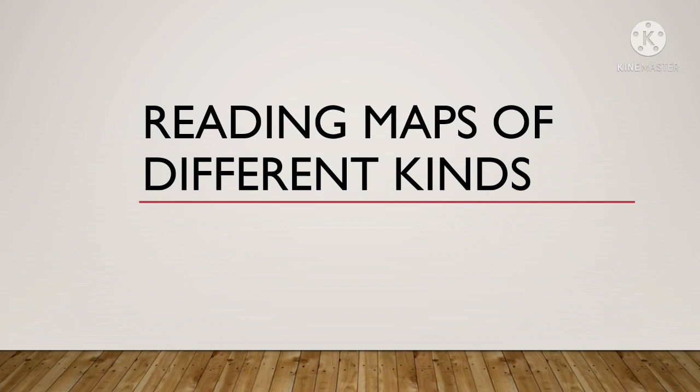In the last class, we learnt about components of maps and kinds of maps. We have three types of maps. First one, political maps. Second one, thematic maps. And third one, physical maps. Physical maps show us the physical features like plains, plateaus, and mountains. They are at different heights.